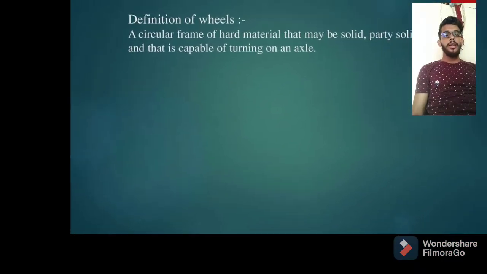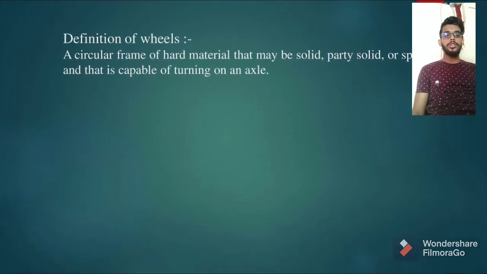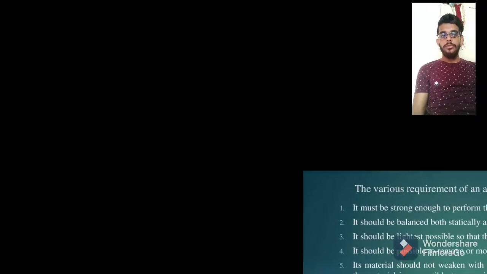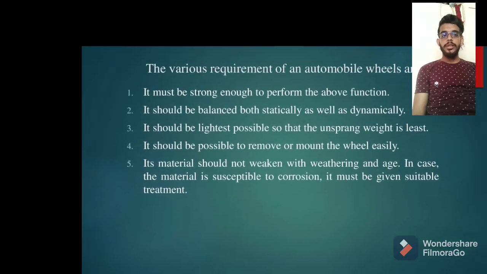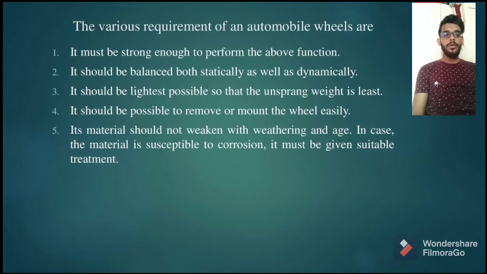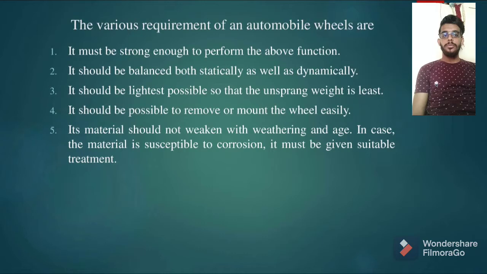A circular frame of hard material that may be solid, partly solid or spoked and that is capable of turning on an axle. Second point is the various requirements of an automobile wheel. First point is it must be strong enough to perform the above function. Second point is it should be balanced both statically as well as dynamically. Third point is it should be as light as possible so that the unsprung weight is least.